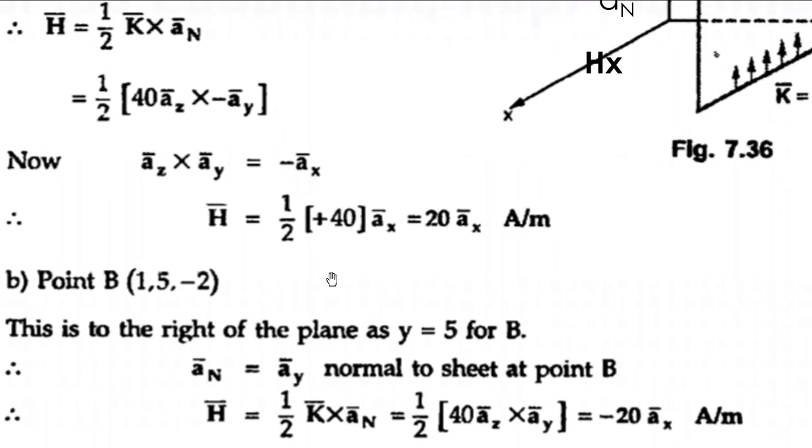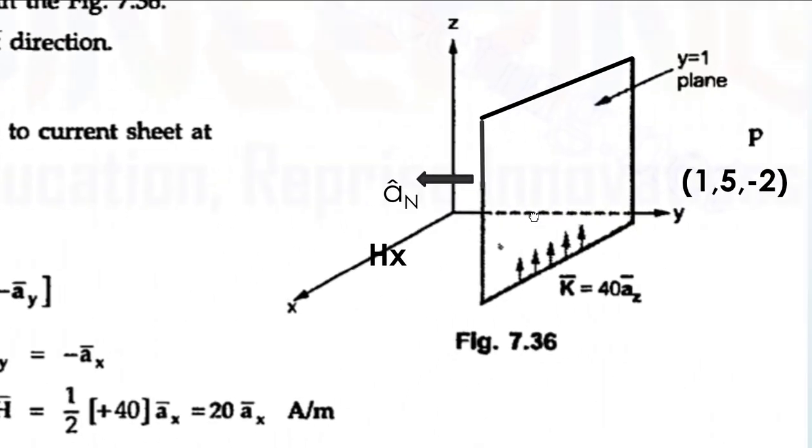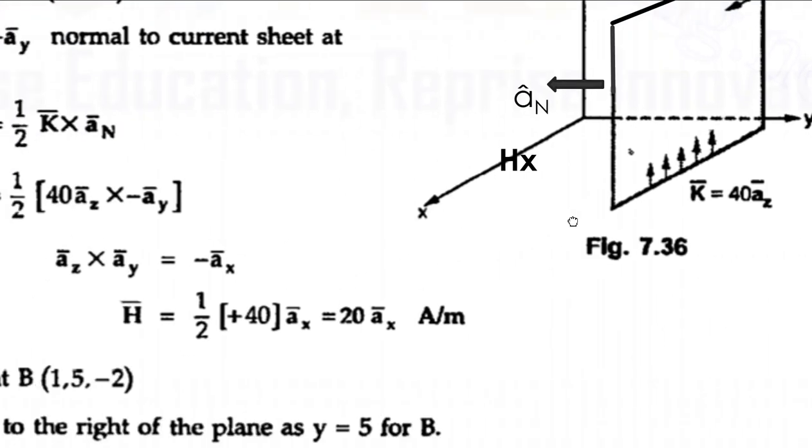Now the next point they have given is b, and that point is having x is equal to 1, y is equal to 5, and z is equal to minus 2. Now the point is in front of the sheet towards the plus ay direction. This point b is towards the plus ay direction. So we have to go from this sheet towards this point. So we have to indicate this an cap in this case as plus ay cap.